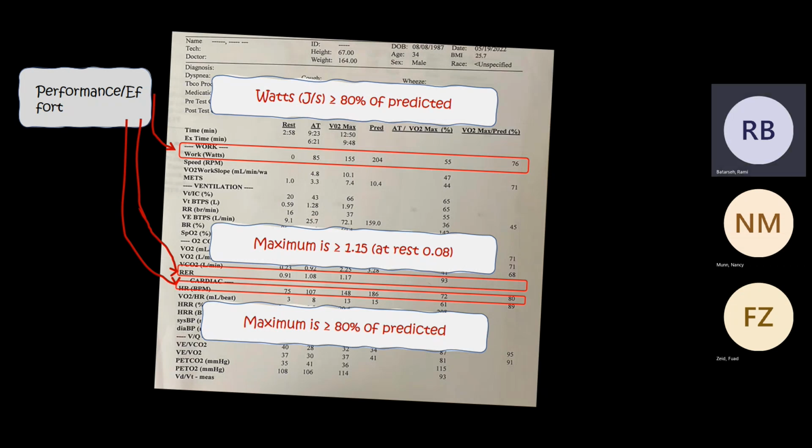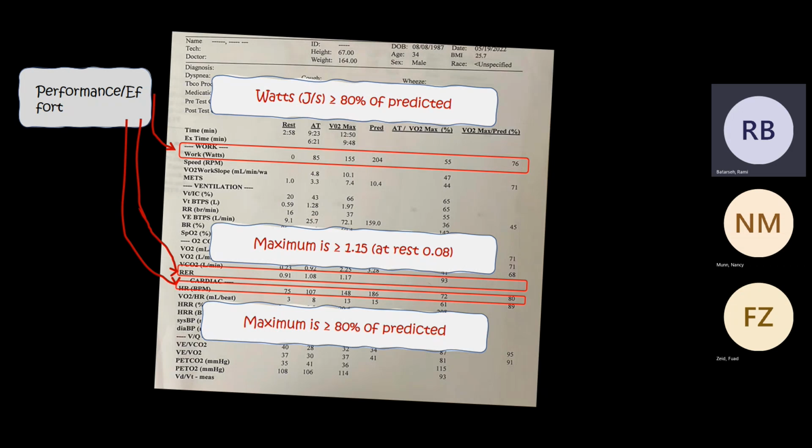So performance, three things. We look at the watts, we look at the heart rate, and we look at the RER. Got it? All right. In this patient, at rest it was 0.9, and after the anaerobic threshold, it's 1.17, right? That's right. So that's the good response that we look at. So this test had a good response.